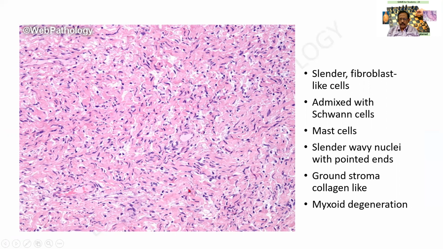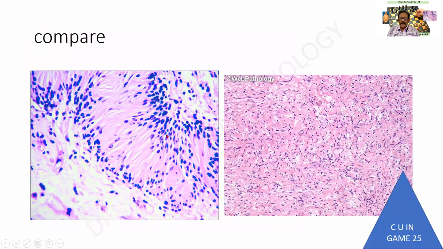Even at low power, you should be able to make a diagnosis. One thing that is striking is multiple spindle-shaped cells which are haphazardly arranged, slender fibroblast-like cells. They can be admixed with the Schwann cells or the mast cells. Wavy nuclei, pointed ends, and the stroma is ground glass. Sometimes it can show a myxoid degeneration. This is an answer that you can very well write in your theory also. So please compare both.